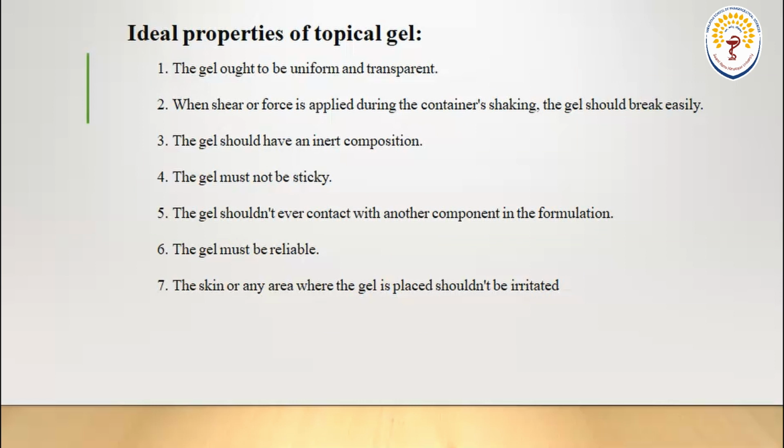Now, ideal properties of gel. The gel ought to be uniform and transparent. It should withstand the force applied during shaking. It should have an inert composition and be non-sticky in nature. It should not react with other components in the formulation. The gel must be reliable and not give any irritation to the skin or the part on which it is applied.